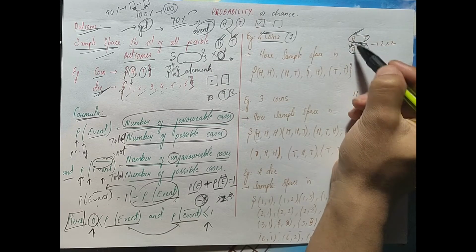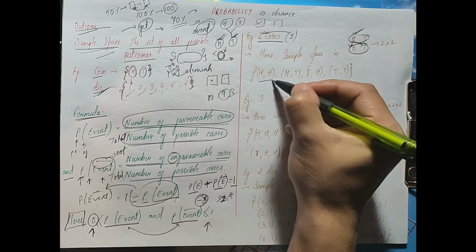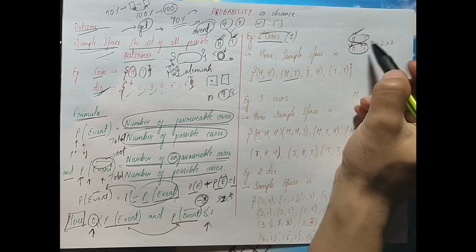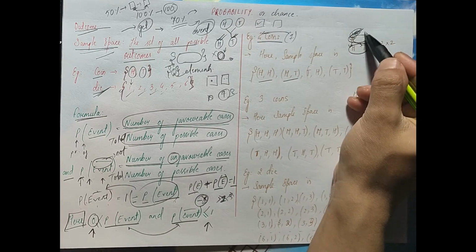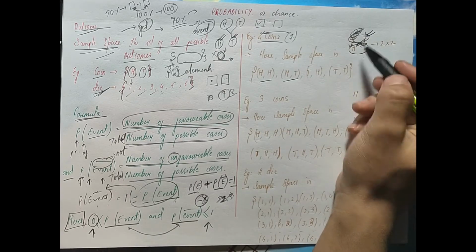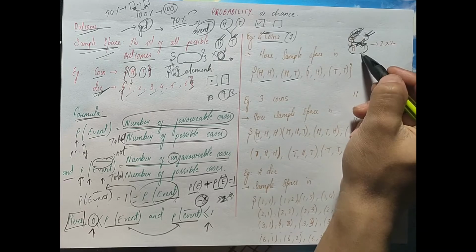So the first one is head head, then head tail. So head head, head tail. Since we do not have any more options, we take this as constant now, then we take with each one of them. So we have tail head and tail tail.